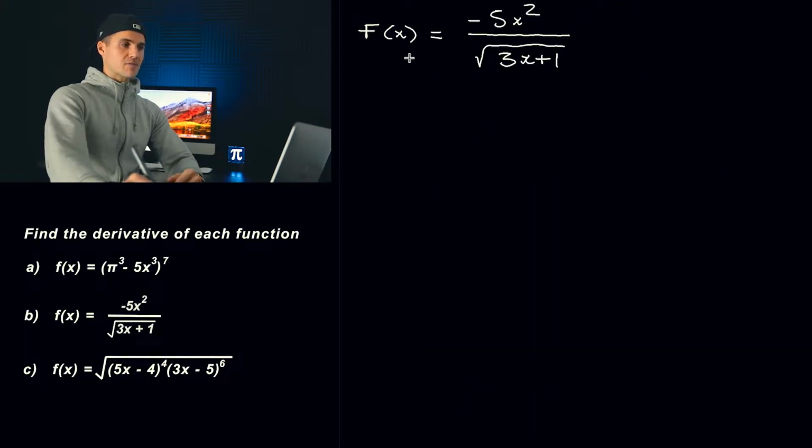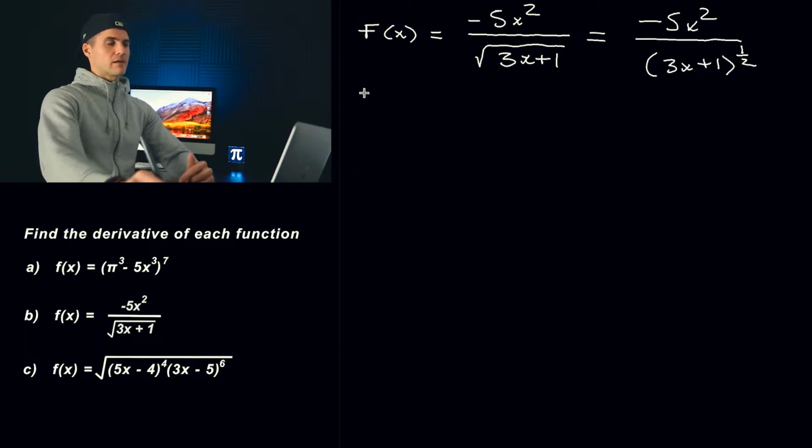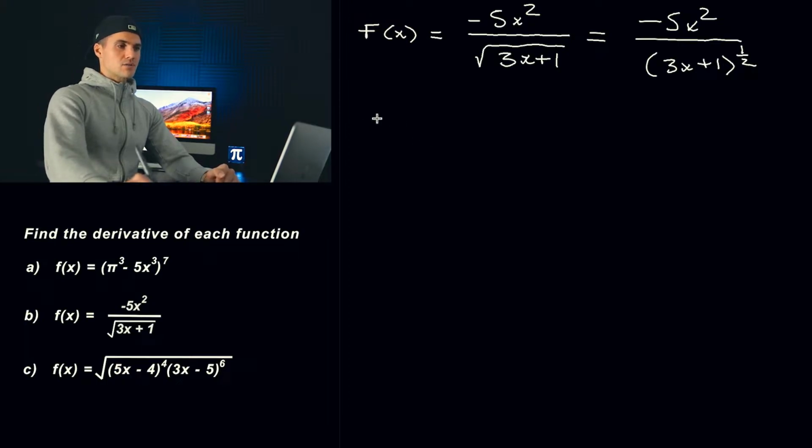Now moving on to the next function, we have f of x equals negative 5x squared over the square root of 3x plus 1. And then I'm going to rewrite this. Instead of putting this root here, I'm just going to change the root to be 3x plus 1 to the power of 1/2, like that. Okay, so let's go into deriving this.